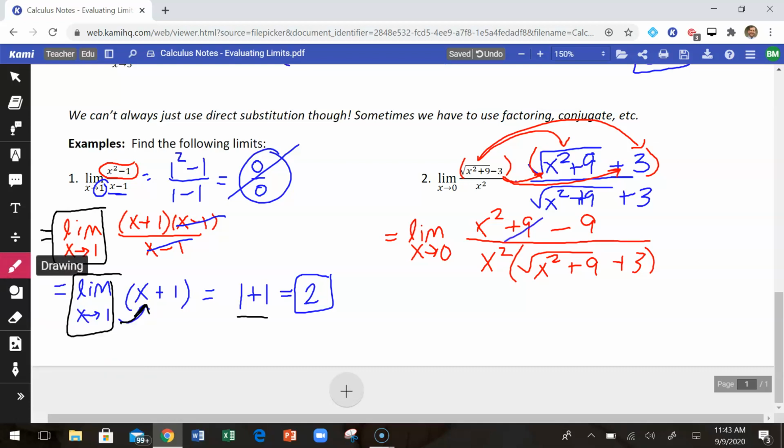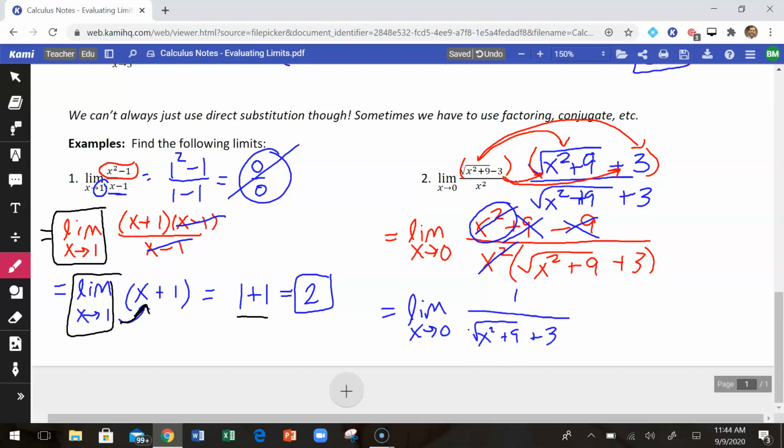And here's the reason why. My plus 9 and my minus 9 cancel each other out. And now the only thing I have on top is x squared, and that x squared will cancel with the x squared on the bottom. So now what I have is the limit as x approaches 0, and the only thing I have left on top is 1 now, because I've canceled that x squared. And then on bottom, I have the square root of x squared plus 9 plus 3. I got rid of the problem here, right? The problem was I couldn't plug in 0 to that x squared because it made the bottom 0, but now it's gone. Now I can do the direct substitution of plugging in the 0 for x.